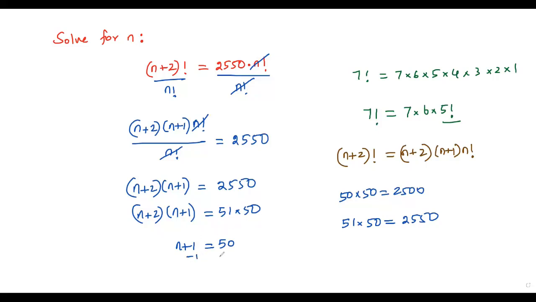Okay, to solve for n, I have to subtract 1 from both sides. The positive one and negative one will cancel out. I get n equals 49. So I solved for n. So the value of n is 49.